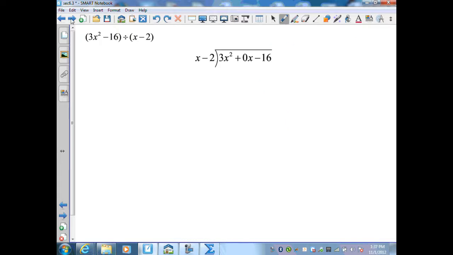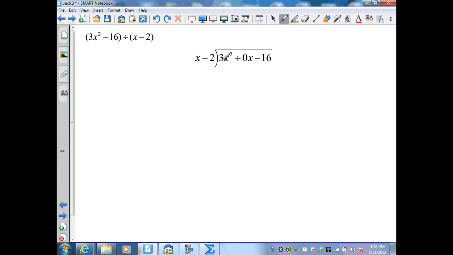Our next example, we have our dividend of 3x squared minus 16 and our divisor of x minus 2, a binomial. When we set this up, we realize that I do have this in descending order, but I'm missing an element. I'm missing my x value with an exponent of 1. So what I do is I have 3x squared. My placeholder is a plus 0x, which is basically just 3x squared minus 16, with my constant at the end. And I proceed as usual.